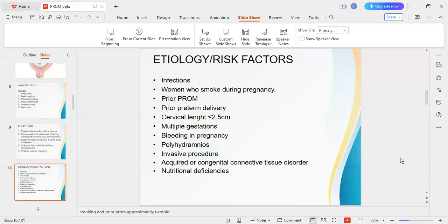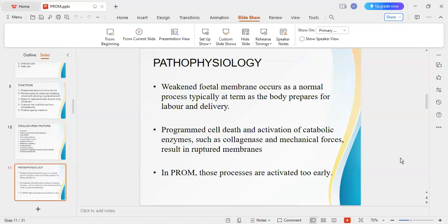We have polyhydramnios, we have invasive procedures such as amniocentesis, we have acquired or congenital connective tissue disorders such as Ehlers-Danlos syndrome. We have nutritional deficiencies such as vitamin C, which is very important in the production of collagen. Some studies also show zinc and copper play a very significant role. So let's talk a bit about the pathophysiology.